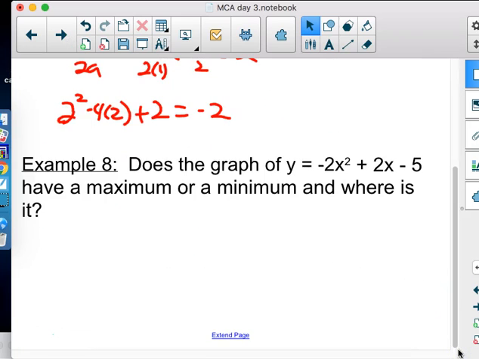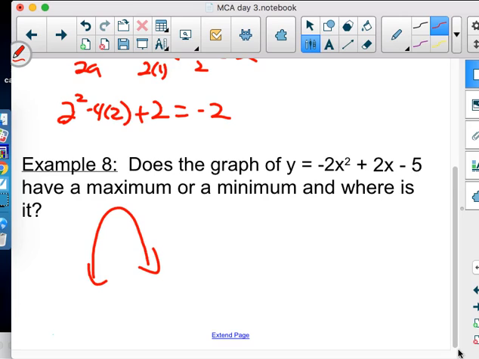So, in example 8, we're supposed to find the max or the min. Again, I'm going to look around. If you want it, just nod your head slightly, and I will know. Okay, let's do another one. So this one, is this going to open up or down? And we would be finding the max.